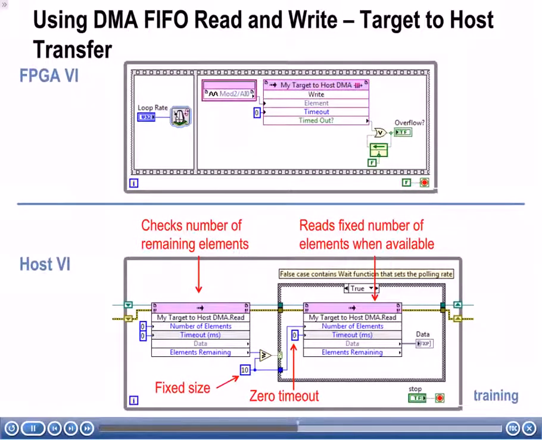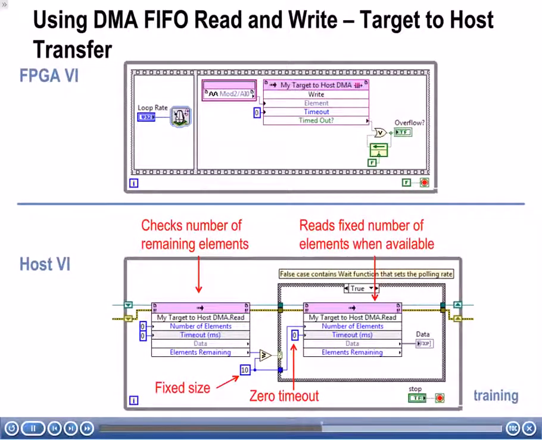Okay, so on our host computer, we have our host VI, and the block diagram on the bottom shows that. The first thing we're doing in our host VI is a DMA read, and we're not reading any elements right now. Notice that number of elements is 0. We're also not doing anything with a timeout, so we're not going to wait for anything. We're just going to see instantly how many elements are remaining in that FIFO.